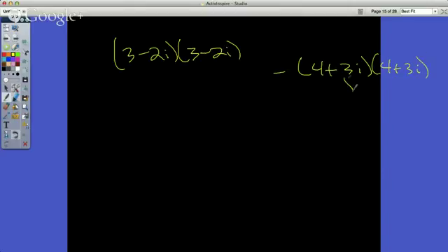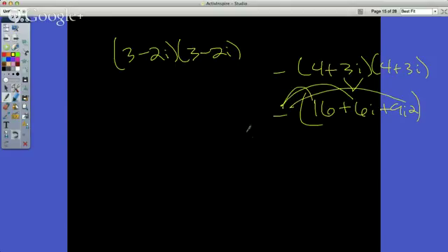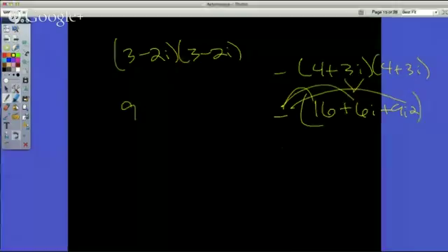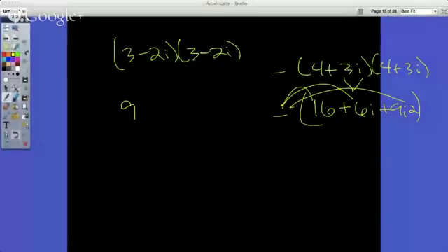Once I distribute this, I'll get 16 plus 6i plus 9i squared. What I'll do with this is distribute this negative in, take care of that i squared, and then do another FOIL. You could take away that i squared before you do that, or you can wait. It's up to you. But that's what I would do, then distribute the negative inside. Those at home, hopefully that was helpful for you.